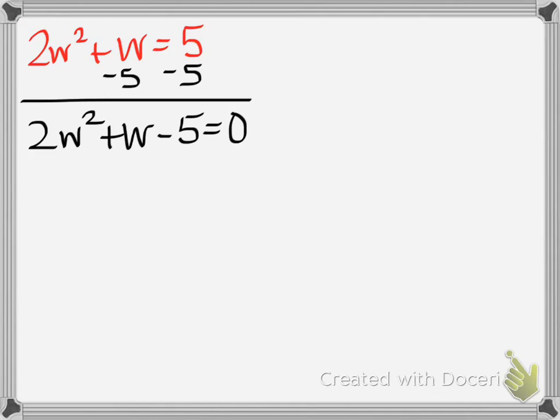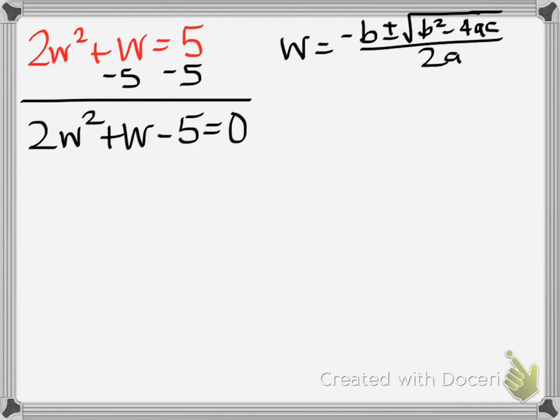The quadratic formula says x is equal to, or in this case, w is equal to negative b plus or minus the square root of b squared minus 4ac, all divided by 2 times a. We're going to write out what each value is. Alright, our a is 2, our b is 1, and our c here is negative 5. So now we can take that information and substitute it into our formula.